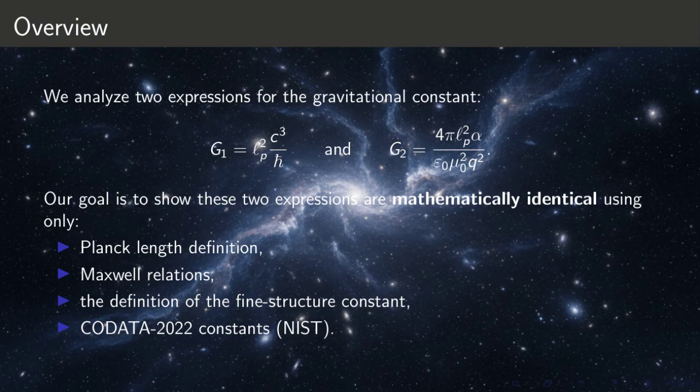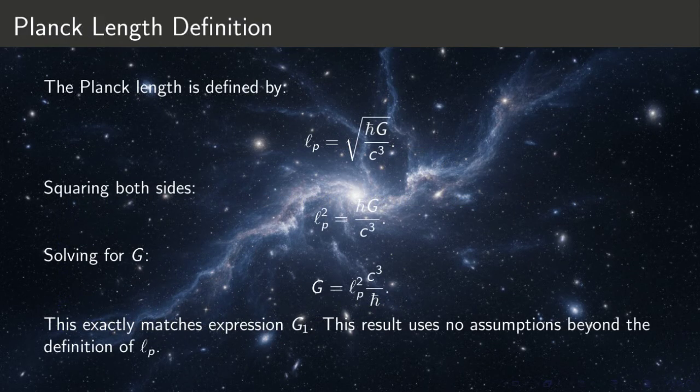To do this, we use only the definition of the Planck length, Maxwell relations, the definition of the fine structure constant, and CODATA 2022 constants from NIST. Planck length definition. The Planck length is defined as the square root of h bar times G divided by c cubed. Squaring both sides gives Planck length squared equals h bar G divided by c cubed. Solving for G gives G equals Planck length squared times c cubed divided by h bar. This exactly matches expression G1. No additional assumptions are required beyond the definition of the Planck length itself.